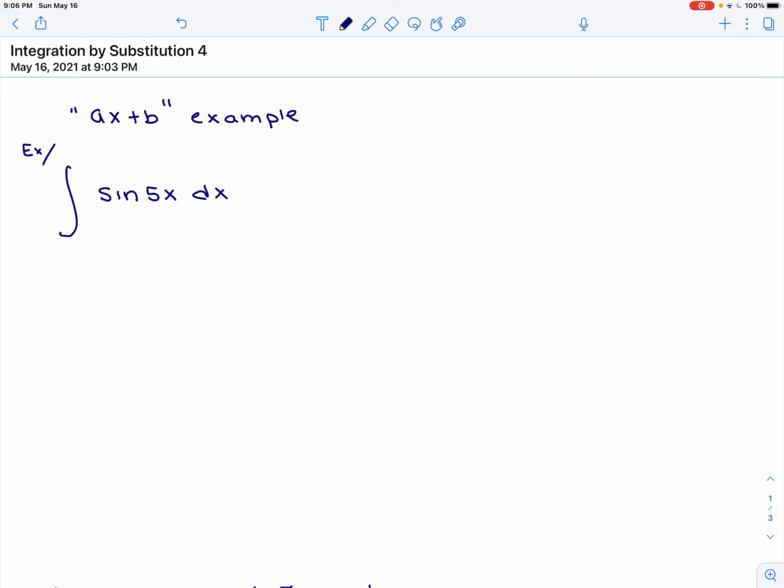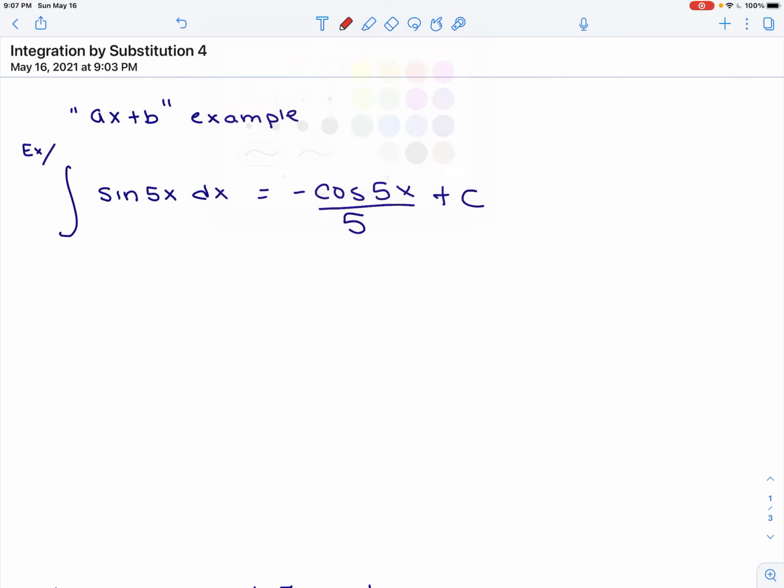We're going to do 3 examples. The first one is if you have ax plus b. I've already showed you how to take the antiderivative of this. So the answer to this would just be minus cos 5x divided by 5 plus c. I just want to show you that you could also treat this as a substitution question.